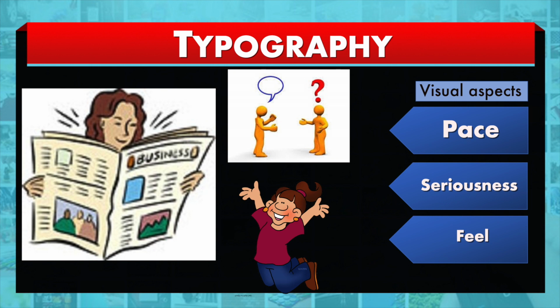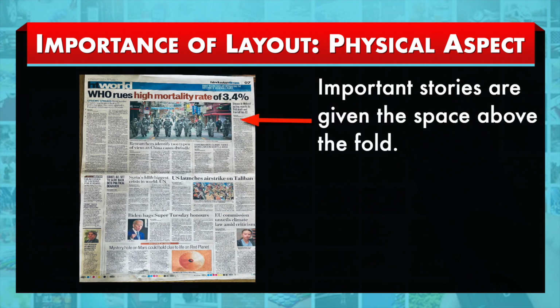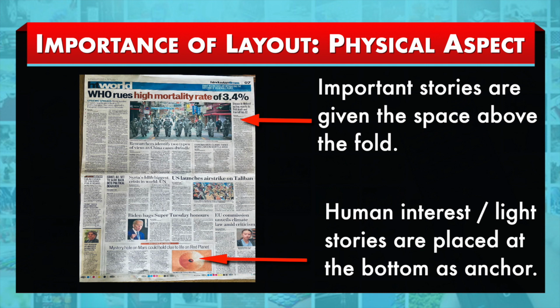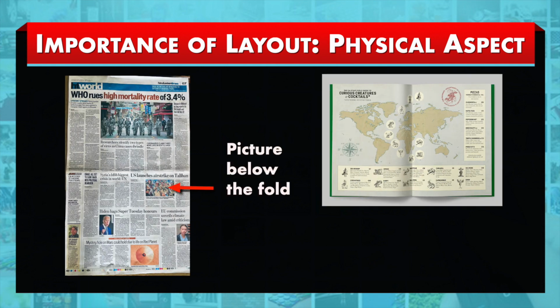Let us discuss the physical aspect. At broader level, more important stories are given the space above the fold, while light or human interest stories are placed at the bottom as anchor stories. This process forms a balance by not making the front page too heavy for a reader. Fold is also taken into consideration while placing a picture. The pictures are usually not placed into the middle of the fold. However, it is very interesting to note that in magazines, center spread is commonly a picture, more commonly an advertisement.